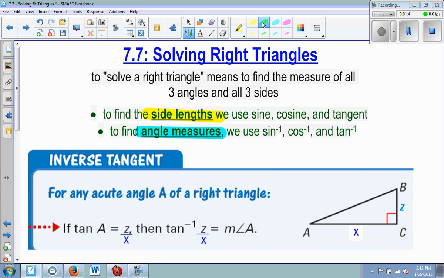So today's lesson is about solving right triangles. And what we mean by that is solving the triangles is where we find all of the missing angles and all of the missing sides, not just one of those things.